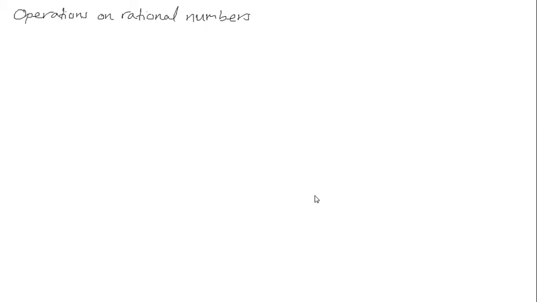This video is about operations on rational numbers. So first of all, what is a rational number? A rational number is a number that can be expressed as a fraction, like a over b, where both a and b are integers or whole numbers, and b is not zero, because you cannot divide by zero.